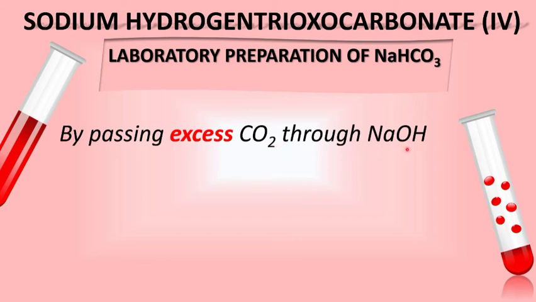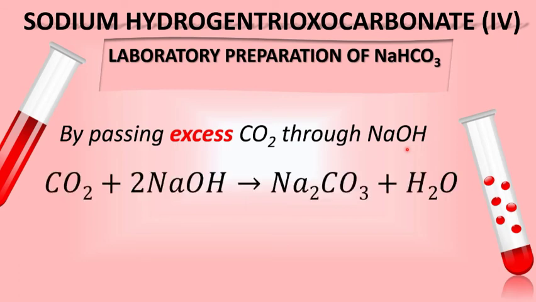an alkali. Now, when you pass excess carbon dioxide through sodium hydroxide, it's actually in two steps. First of all, when the carbon dioxide passes through the sodium hydroxide, you are going to have two products, which are sodium trioxocarbonate(IV) and H2O, which is water. Now, this is your first time of passing it.